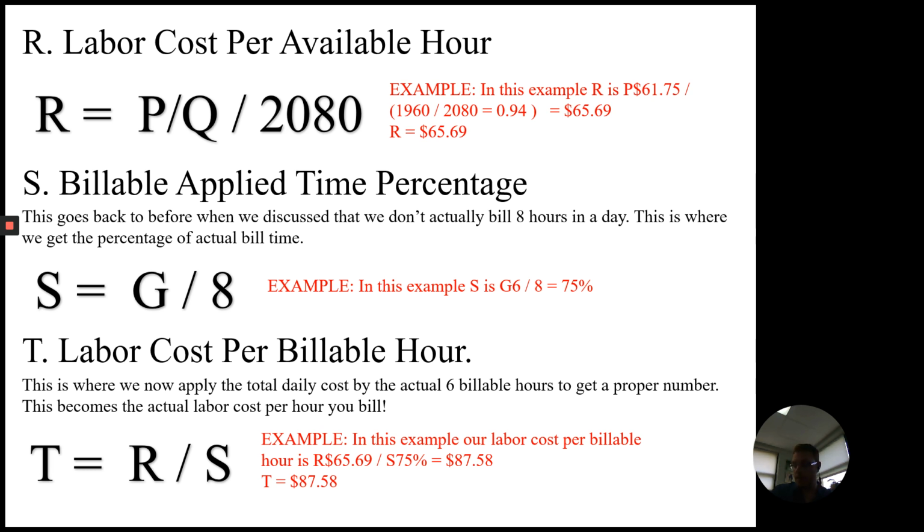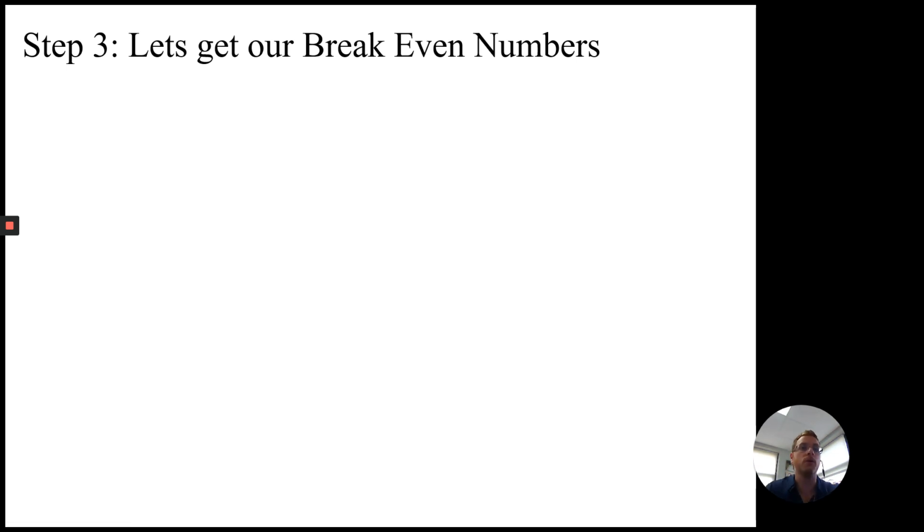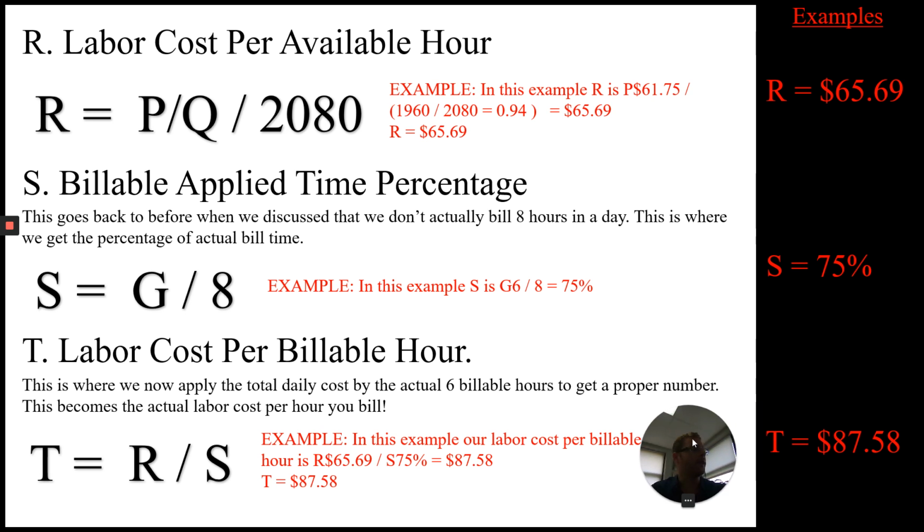But anyways, so now T equals 87.58. Let me write this down. Okay, yeah, so 87.58. So now if you bill 87.58 for 6 hours in a day, you're covering your 8 hours. Just so you can see my calculations if you wanted to, R is 65.69, S is 75%, T is 87.58.